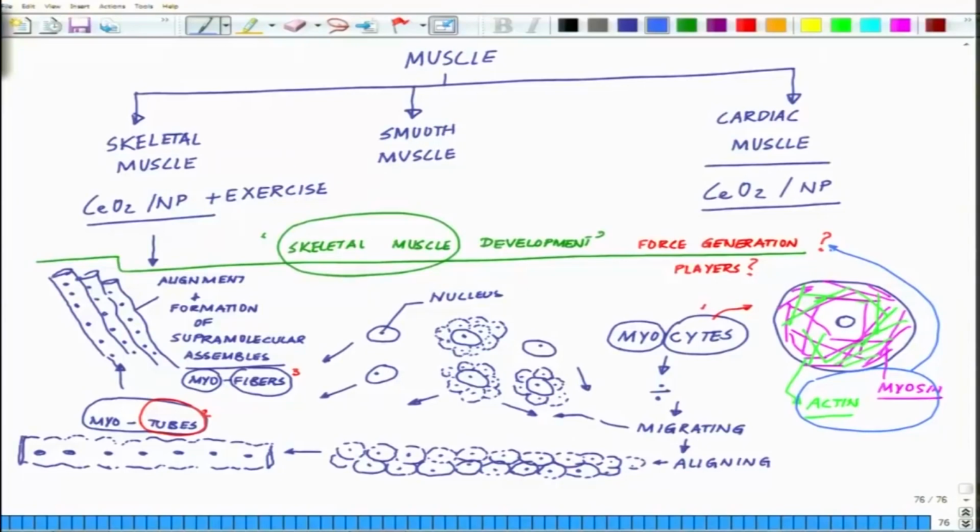How is it so? Now, these actin myosin filaments are randomly arranged inside the cytoplasm. What happens when these cells divide? Again, they are randomly arranged. Then when they are migrating, it is perfectly fine. Once they align, still they are randomly arranged, but then slowly a molecular superassembly happens where these actin myosin filaments almost arrange like this, something like this.